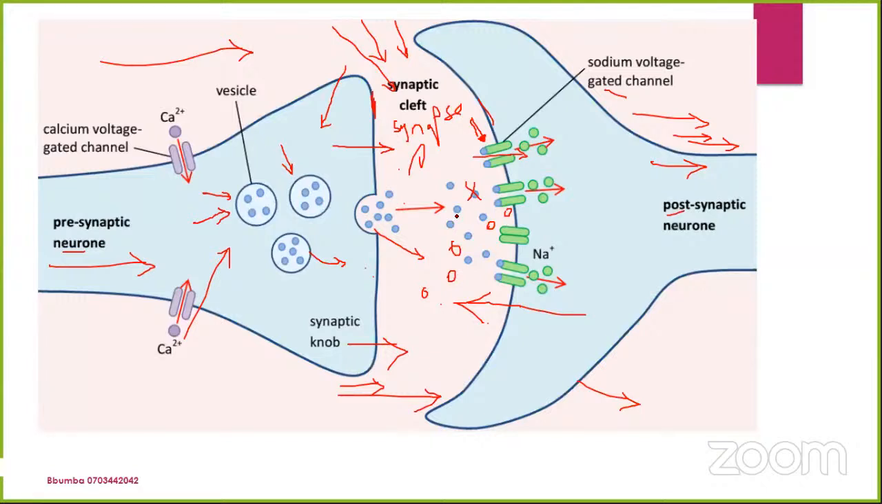Now, let me answer Noreen's question very fast. The moment an impulse arrives, it makes this membrane so much permeable to calcium ions. Now, calcium enters. It is these calcium ions that come and activate this vesicle to begin moving towards the presynaptic membrane. I think I've just answered what the calciums do.